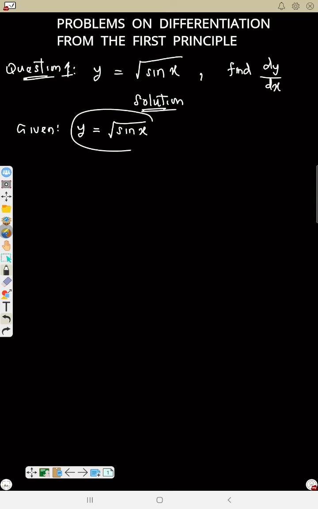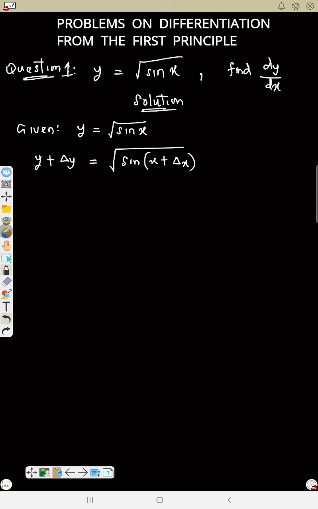So given y equals square root of sine x, the first thing you will do is add a small change in y to y. That will be y plus small change in y. Do the same thing for x: square root of sine of x plus small change in x.